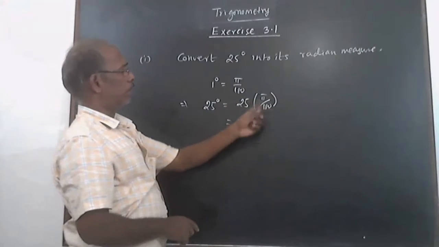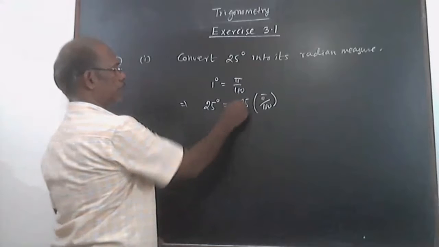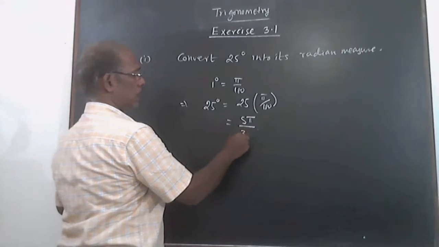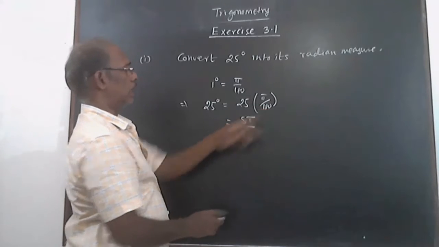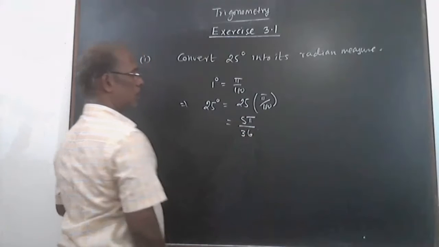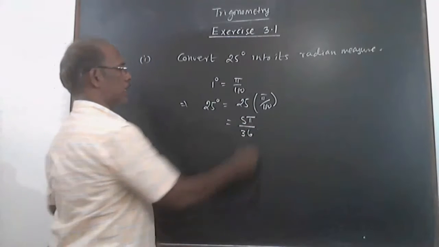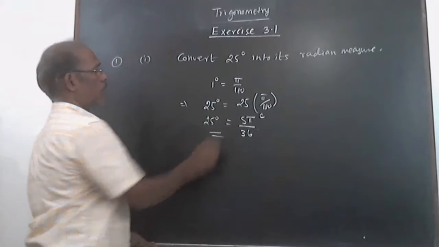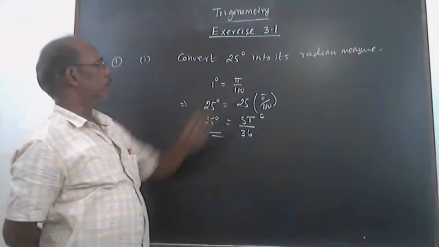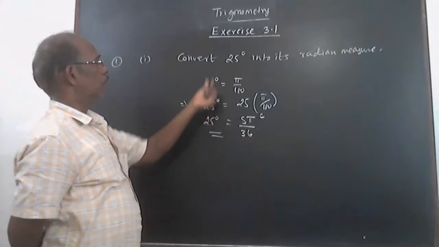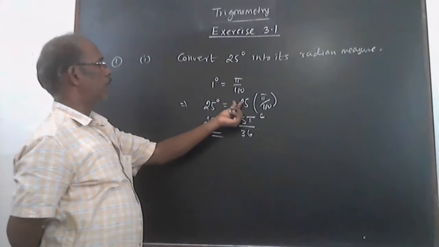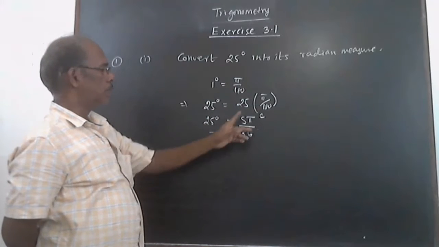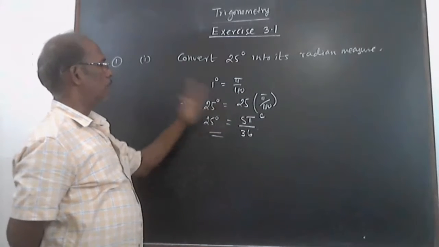If we simplify by the 5 table, 5 times 5 is 25 and 5 times 36 is 180, so we get 5 pi by 6 radian. This is 25 degree. So in order to convert a degree into radian, what to do? A unitary method. The 25 degree means we should write 25 into 1 degree. Instead of 1 degree, take pi by 180. Then simplify to the maximum level and leave it.